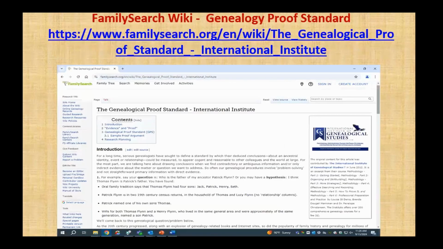This is FamilySearch Wiki. The FamilySearch Wiki is one of the best places to go to, and this is their article on the genealogical proof standard. Again, it goes into a great deal of detail about this particular topic. My study guide on evidence analysis is never going to be as good as what they have, but it will give you a lot of information that you'll need to help you as you progress through the research process.